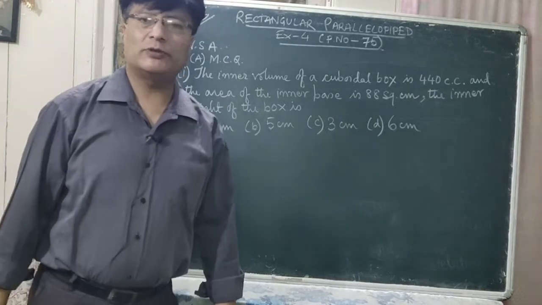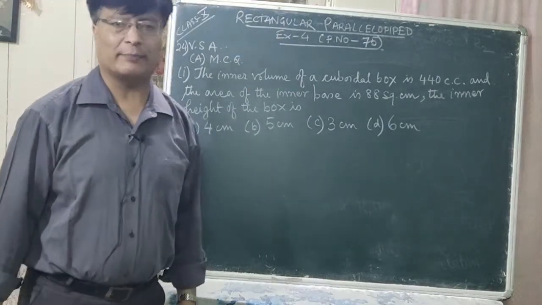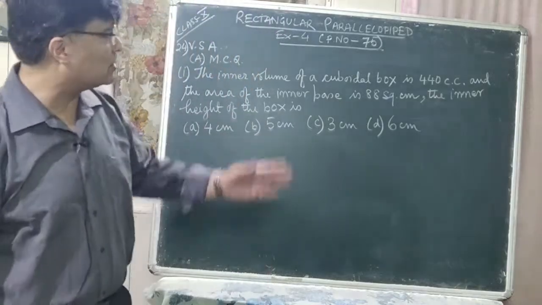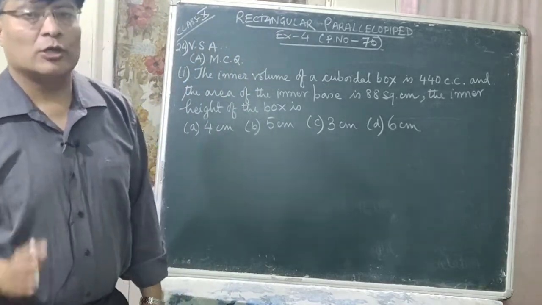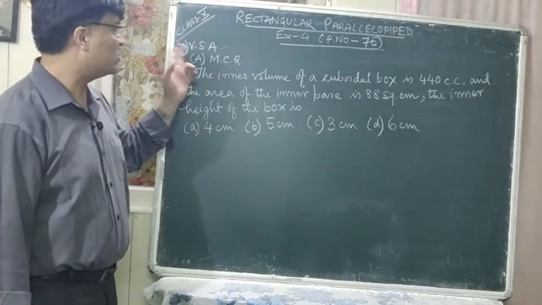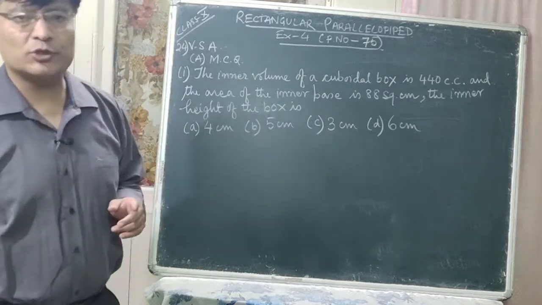So now I am doing class for class 10. The topic is rectangular parallelopiped. In the last online class also we were doing the same chapter, rectangular parallelopiped. So this is the continuation class. Today we will do objective type questions, that is, very short answer type questions. So we will do multiple choice questions now.